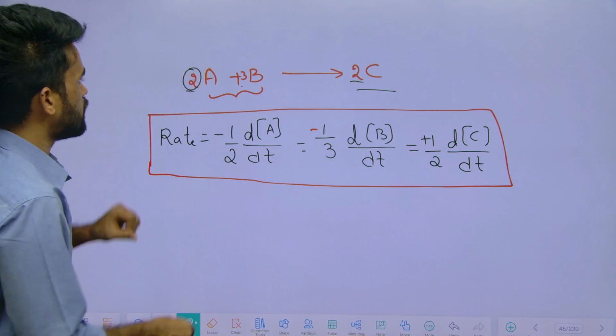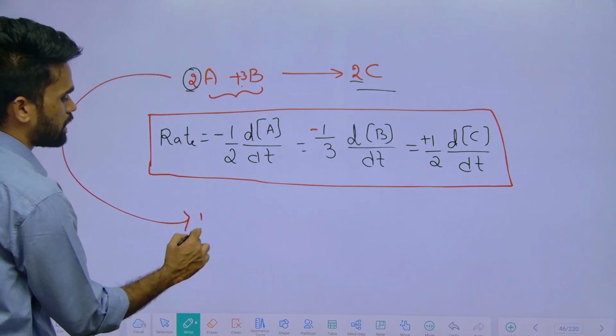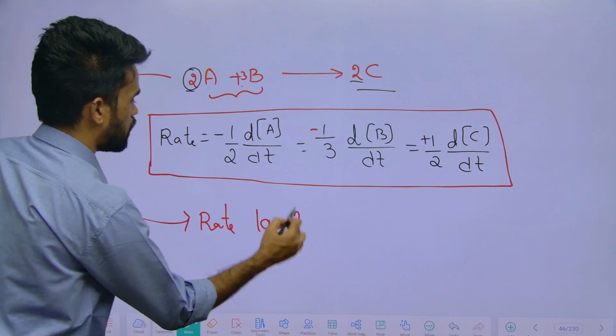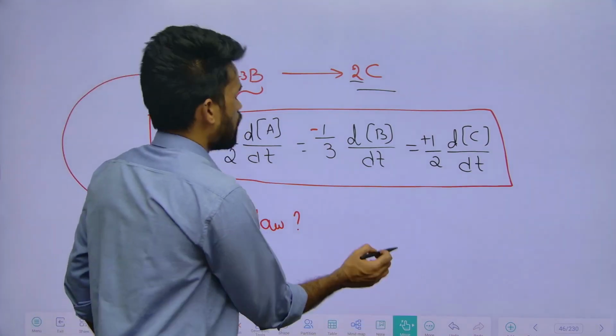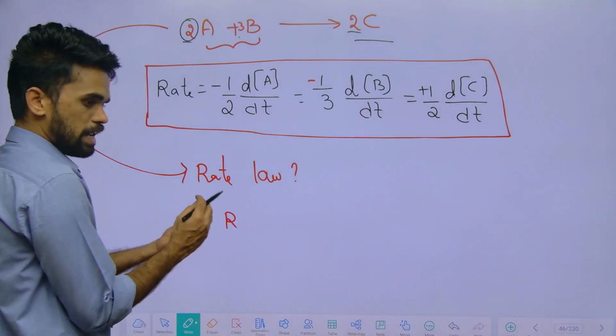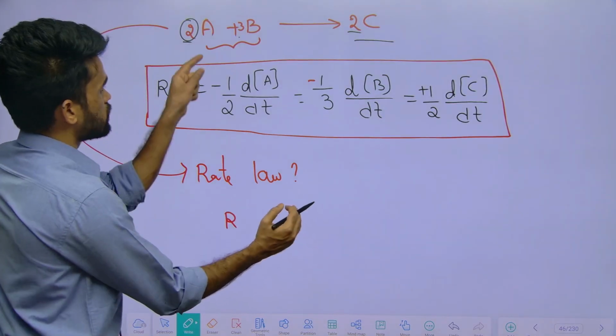Now for the same reaction we need to write a rate law. What we need to write? Rate law. So what is this rate law? Rate law means how the rate is changing, or the relation of rate on the concentration of reactants.